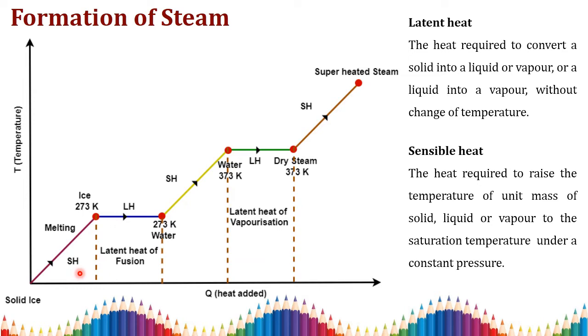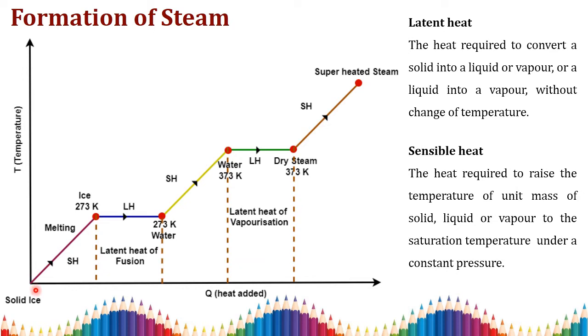Latent heat is the heat required to convert a solid to liquid or a liquid to vapor without changing its temperature; the phase change occurs in terms of latent heat. Let us consider an example. You take ice at minus 5 degrees Celsius. Then you give some heat.